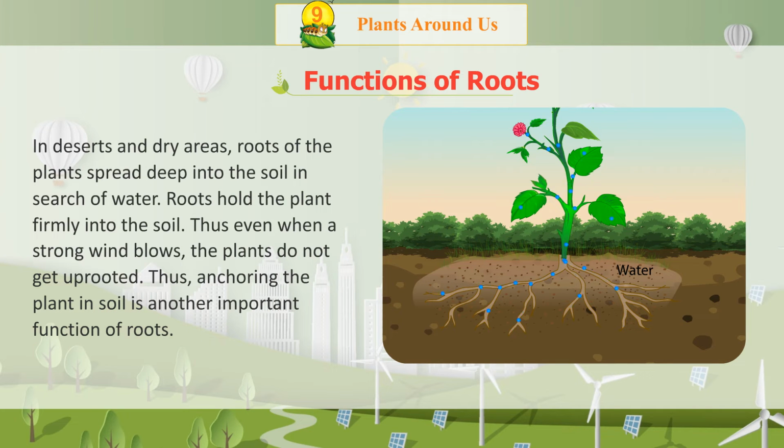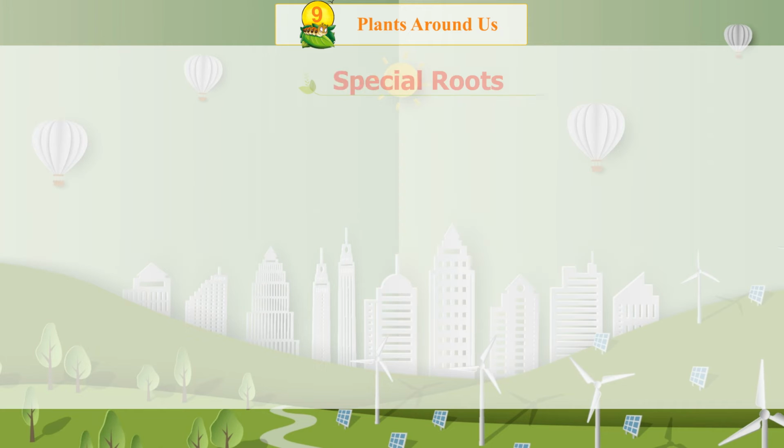In deserts and dry areas, roots of the plant spread deep into the soil in search of water. Roots hold the plant firmly into the soil. Thus, even when a strong wind blows, the plant does not get uprooted. Thus, anchoring the plant in soil is another important function of roots.